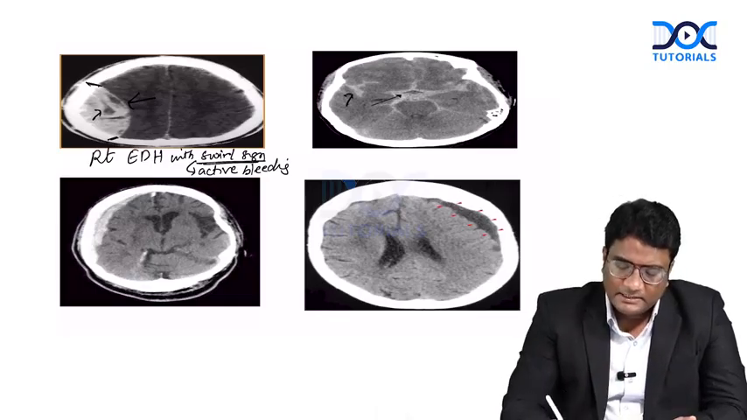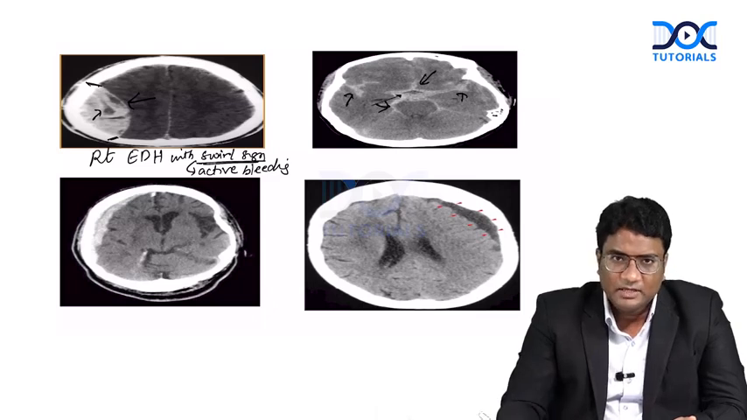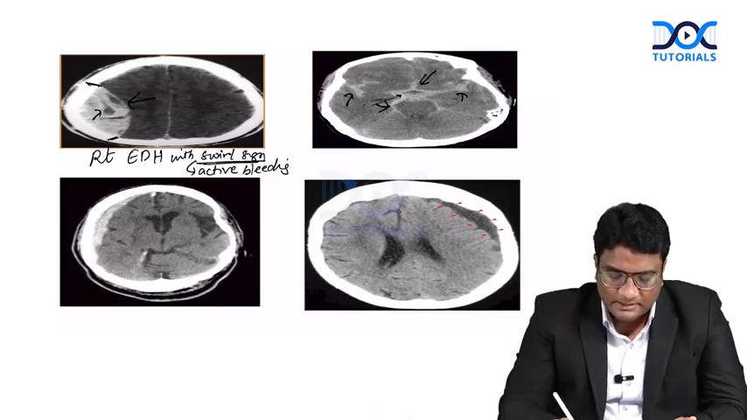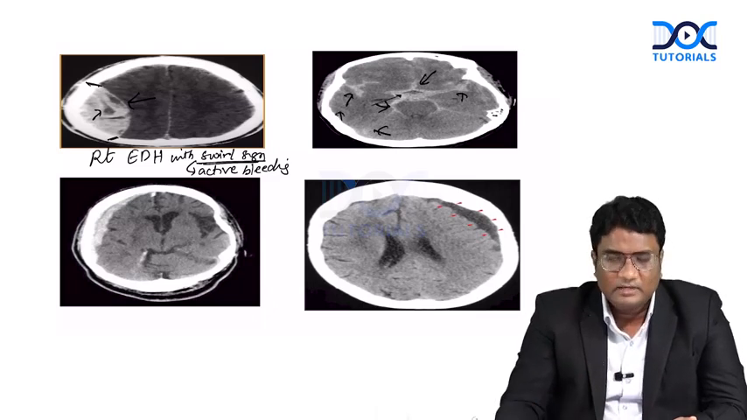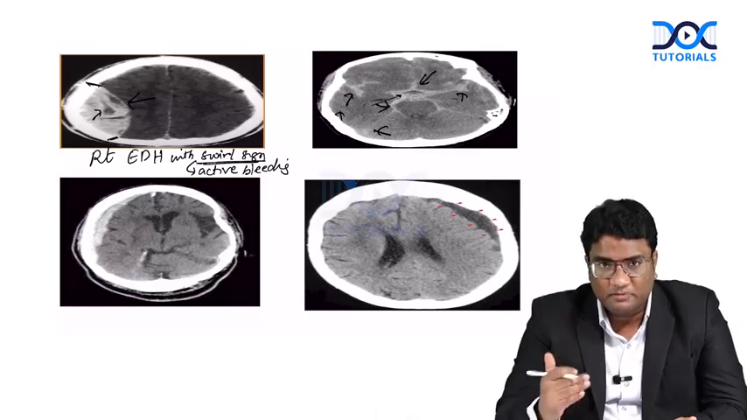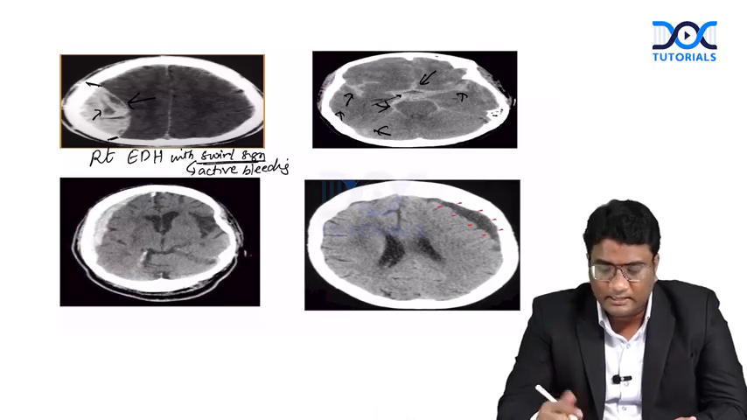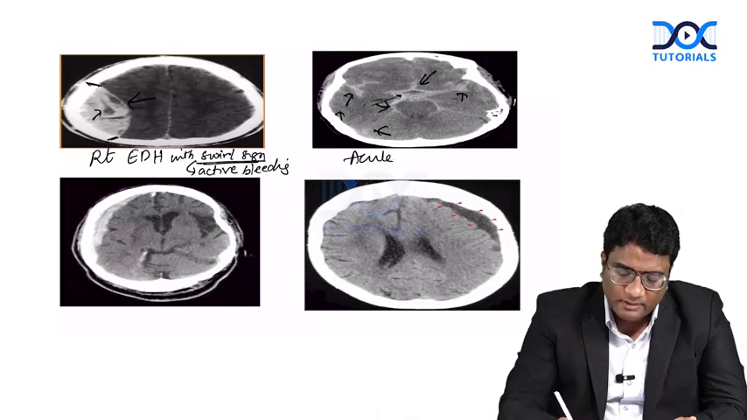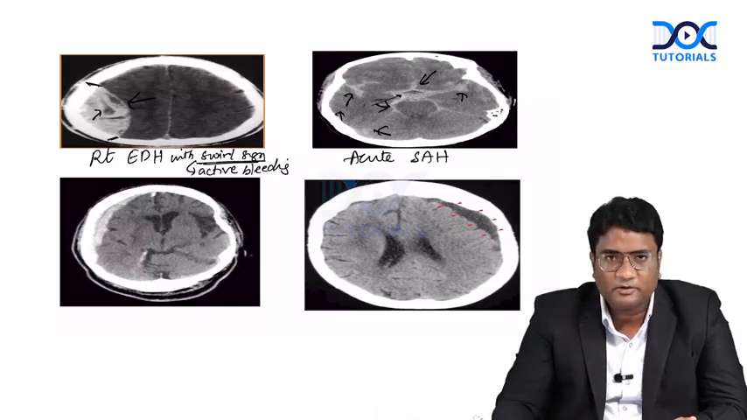If I see hyperdense sylvian fissure, basal cisterns, and interhemispheric areas, so if the sulcal spaces are hyperdense, the sulcal spaces are white, this is an acute subarachnoid hemorrhage.